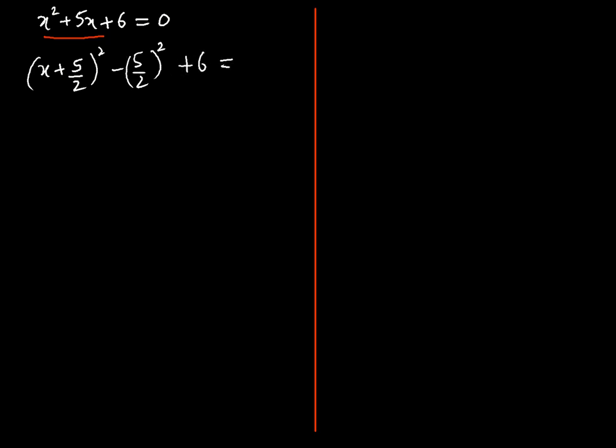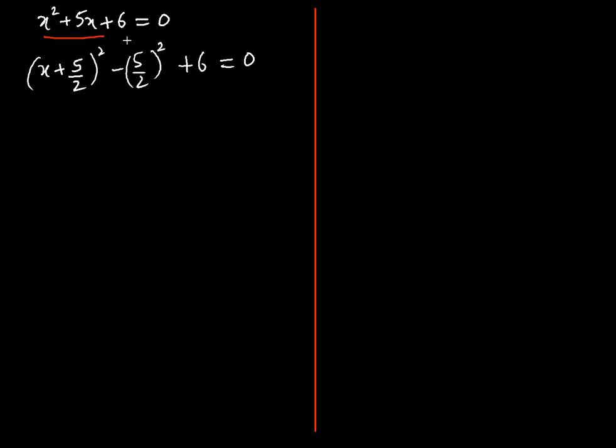Now let us reconsider the original equation that we had taken, that is x square plus 5x plus 6 is equals to 0. Now let's try to solve this equation, that is find the value of x. Now we can rewrite x square plus 5x as (x plus 5 by 2) whole square minus (5 by 2) whole square, and this 6 as it is equals to 0.